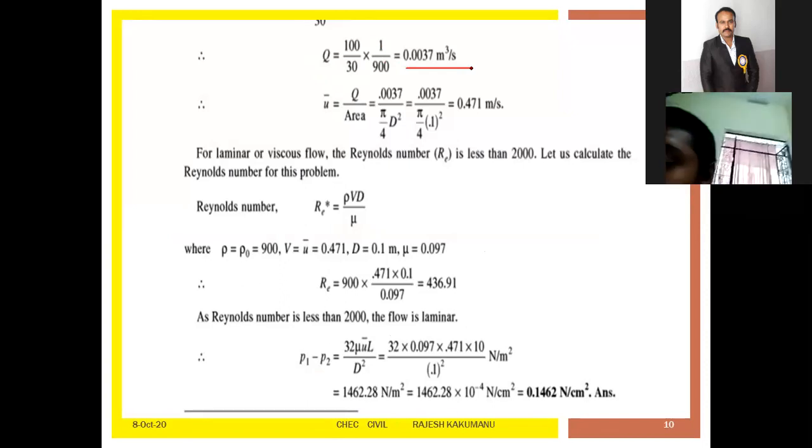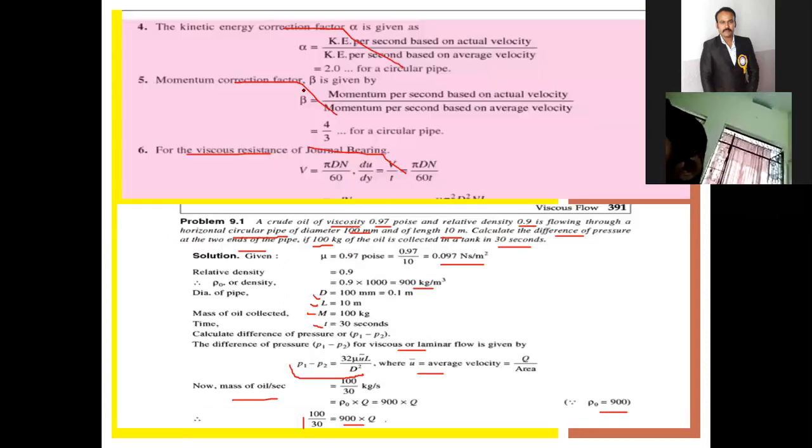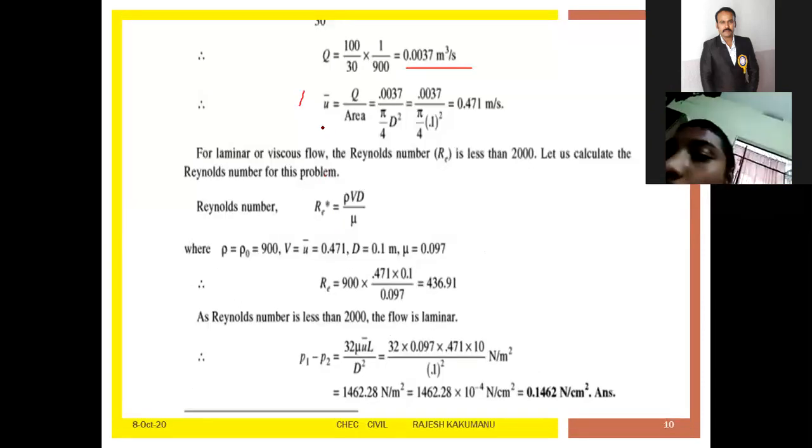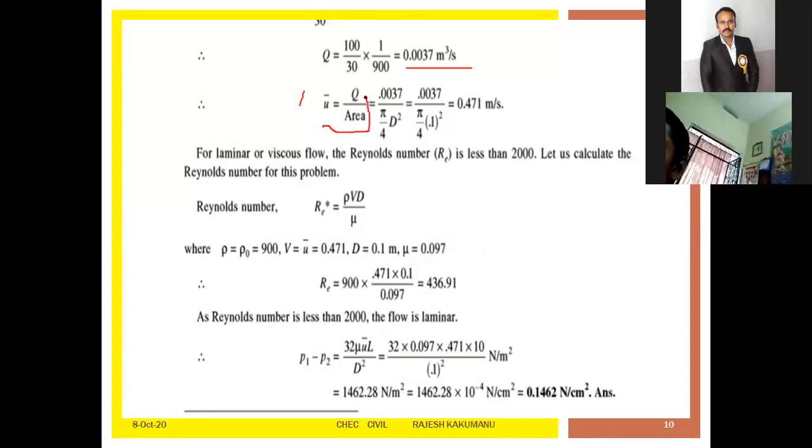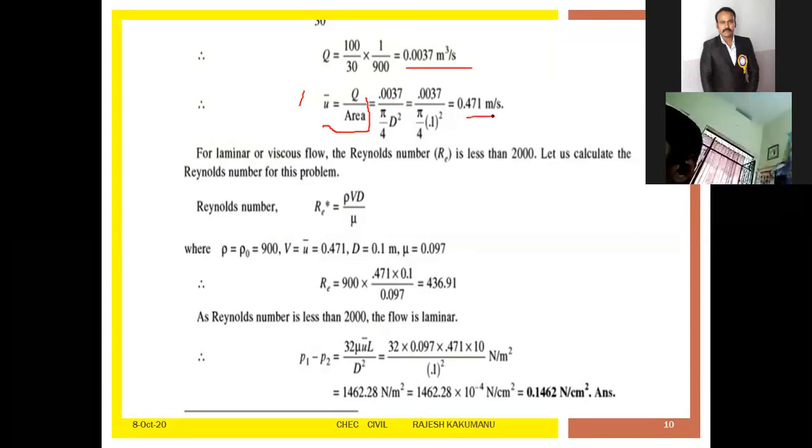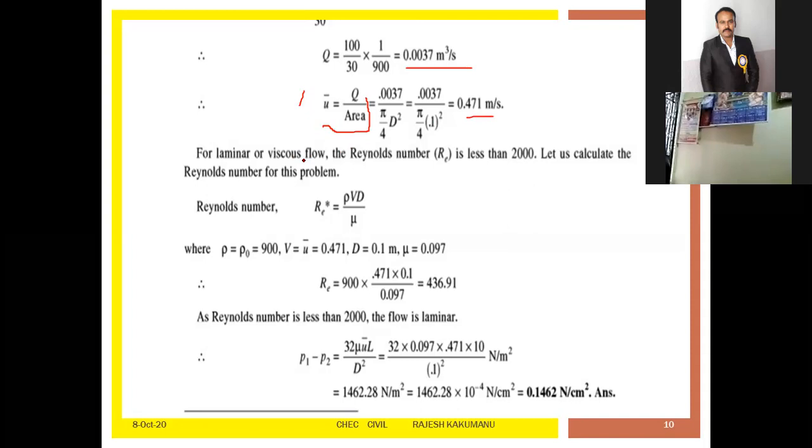So once you have the discharge, find the average velocity. This average velocity is equal to, again, Q by area. So what is Q? Write this value. What is area? Pi by 4 d square. Then directly substitute the values, so you get U bar. Now for laminar flow, the Re is less than 2000. So for laminar flow, what is the assumption here? If Re is less than 2000, then we consider it as laminar flow or viscous flow.